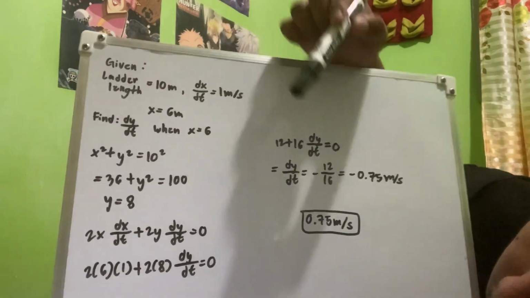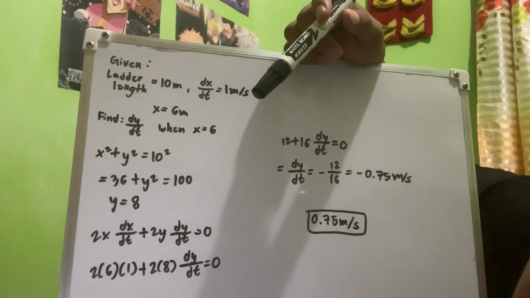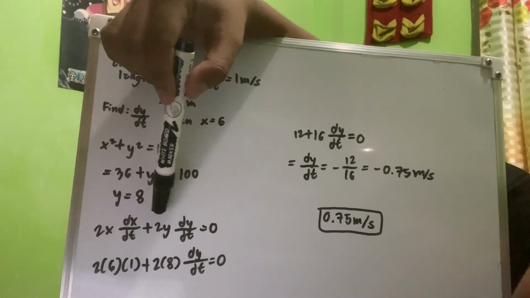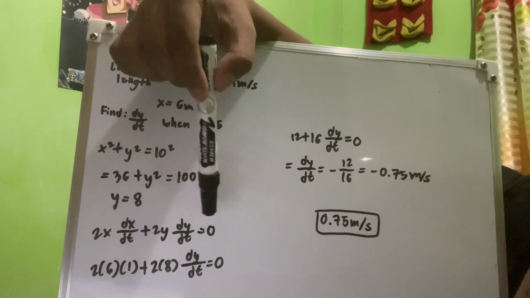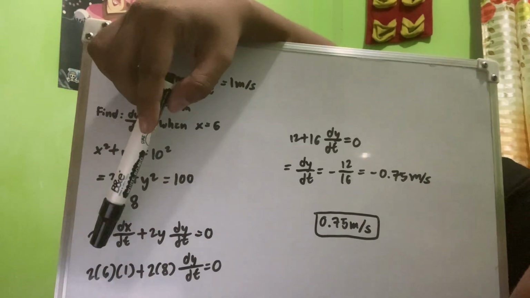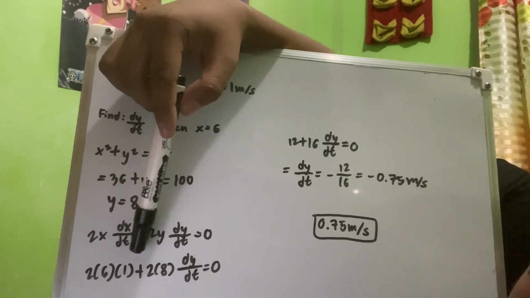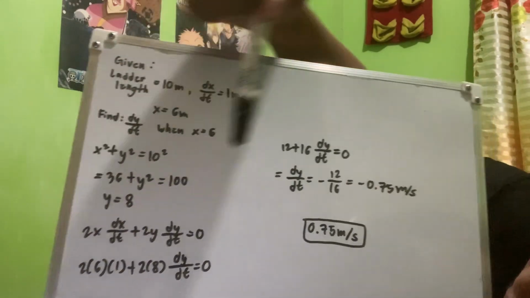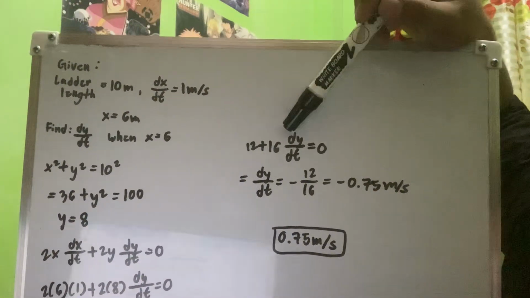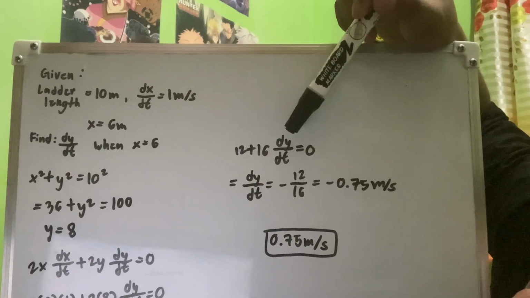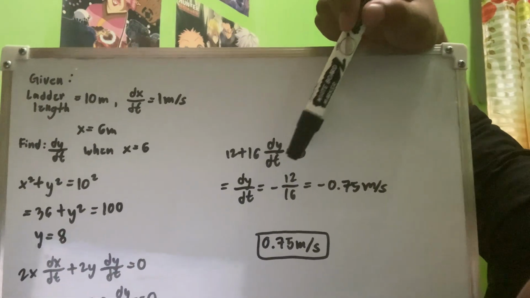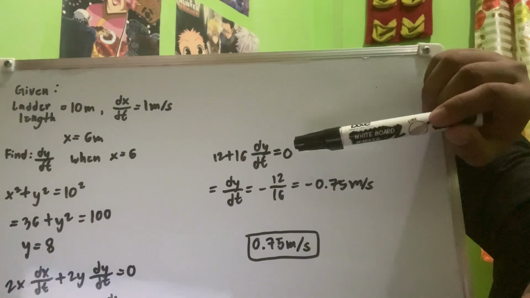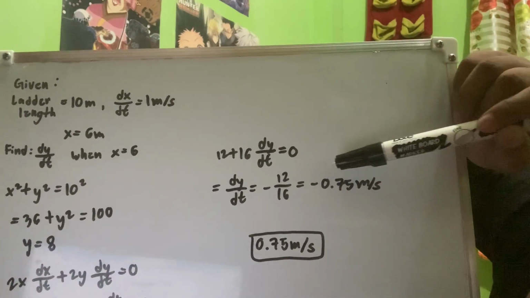So step 2, we're going to differentiate it. 2x times dx over dt plus 2y times dy over dt equals 0. So 2 times 6 times 1 plus 2 times 8 times dy over dt equals 0. So 12 plus 16 times dy over dt equals 0. Then dy over dt equals negative 12 over 16. So we divide it, and the answer is negative 0.75 meter per second.